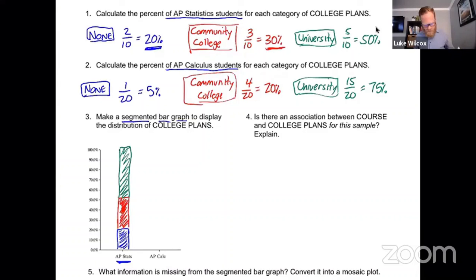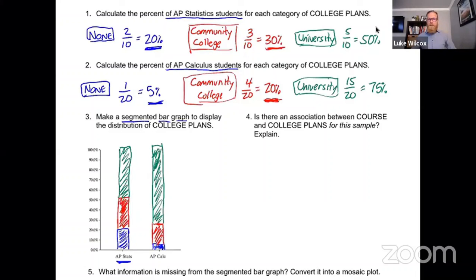Now that's AP Statistics. Now let's do the same thing for the AP Calculus students. So 5% with no college plans, and 20% planning to go to community college. So if I stack 20% on top of this here, it's going to put me at about 25%. So I should be right about here. Doing my best to try and keep this as accurate as possible. And then the remaining 75% plan on going to the university. That should take me right up to the 100%.